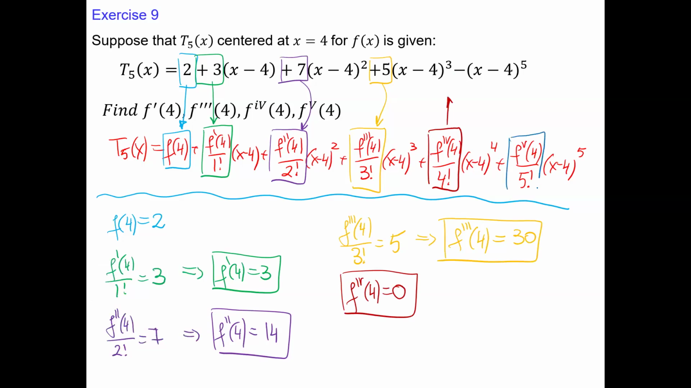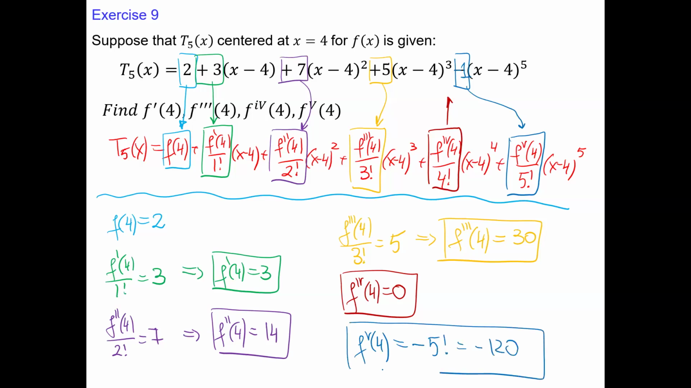Yes, it's 0. And then one more, let's do this one. For the fifth derivative, this is the coefficient of (x minus 4) to the power of 5, and this one is negative 1. We can say the fifth derivative at 4 will be 5 factorial times negative 1, negative 120. Okay? That's how we can compare the polynomial and the coefficients. We can really take advantage of finding the derivatives.